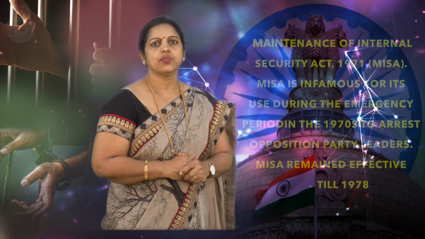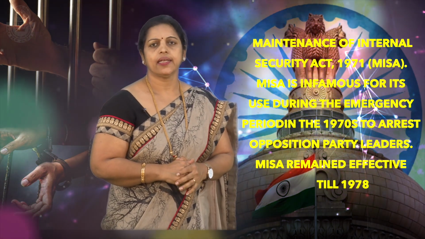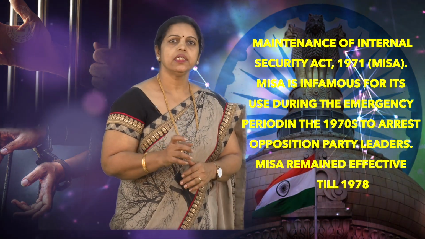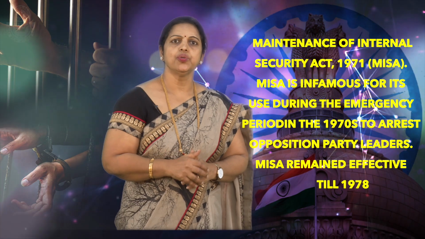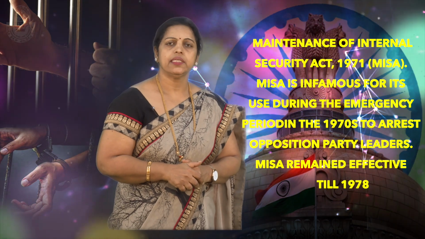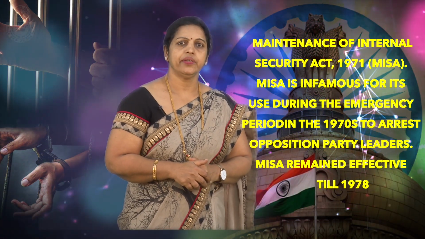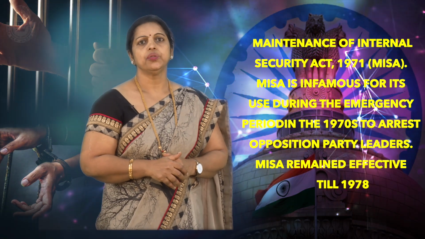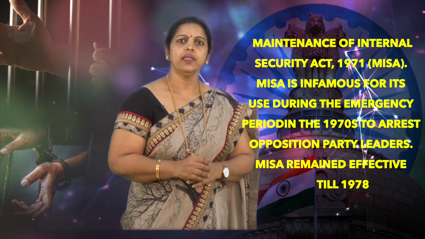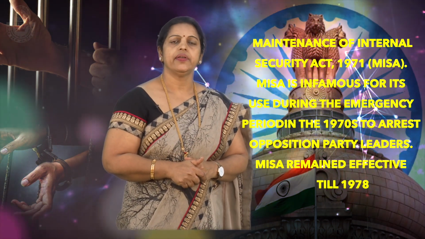Since then, India has periodically enacted various such laws. One of the most prominent among them is the Maintenance of Internal Security Act 1971, that is MISA. MISA is infamous for its use during the emergency period in the 1970s, particularly in the years 1975 to 77, to arrest opposition party leaders. MISA remained effective till 1978.